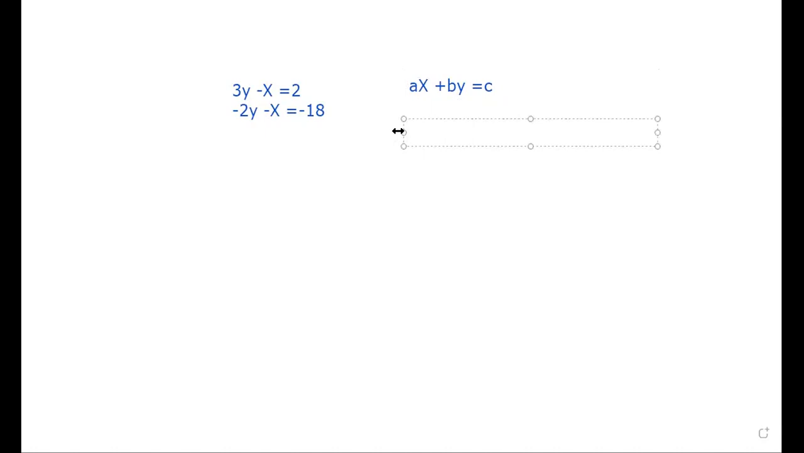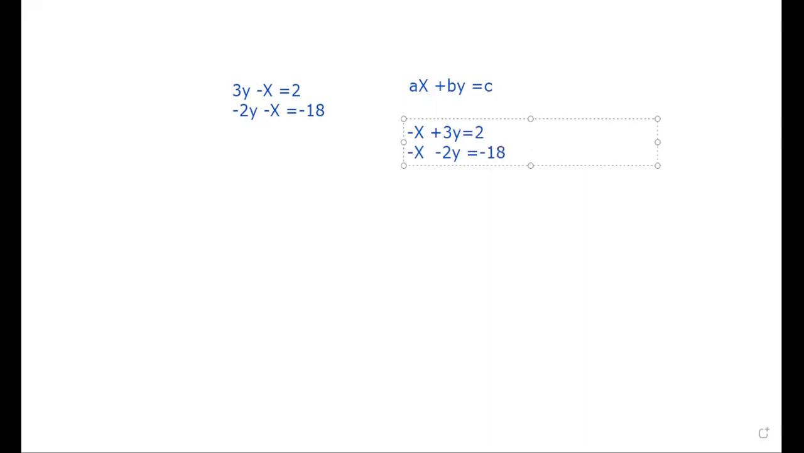Will we change the sign for the variables x and y? No, because they are on the same side. So we have negative x plus 3y equals 2. This is for the first equation. For the second equation, it will be negative x minus 2y equals negative 18.